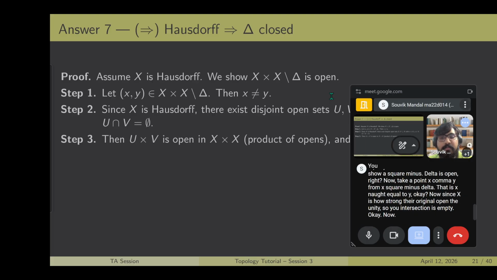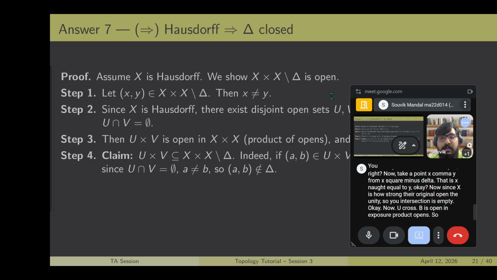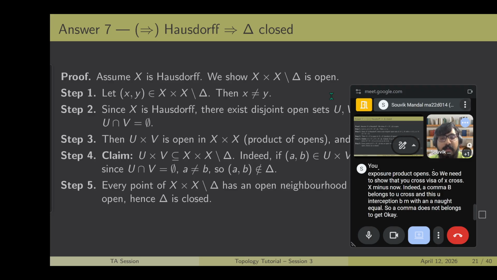Now U cross V is open in the product topology. We need to show that U cross V is a subset of X cross X minus delta. Indeed, if (a, b) belongs to U cross V, and since U intersection V is empty, then a is not equal to b, so (a, b) does not belong to delta. That means every point of X cross X minus delta has an open neighborhood contained in it. That means X cross X minus delta is open, which means delta is closed. That's what the argument is.